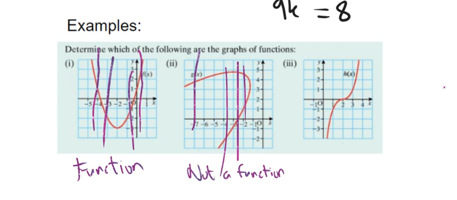The third one here, it is a function as well. I know it gets a little bit squashed in the middle, but if you draw a vertical line anywhere along it, it only cuts it once, so therefore it is a function. So the vertical line test is something you can be asked in a short question, so it's very simple, you just need to remember it.